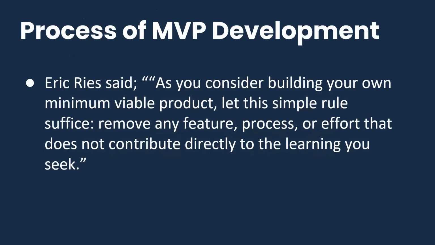Okay, so if you can find a book and also watch a lot of videos about Lean Startup, you can look into this now because this is a very good book as well, highly recommended. Eric Ries is the author of it, and he said that as you consider building your own minimum viable product, let this simple rule suffice: remove any feature, process, or effort that does not contribute directly to the learning you seek. Okay, so that's the simple rule that he provided us.